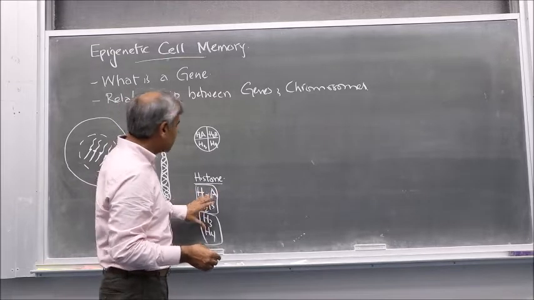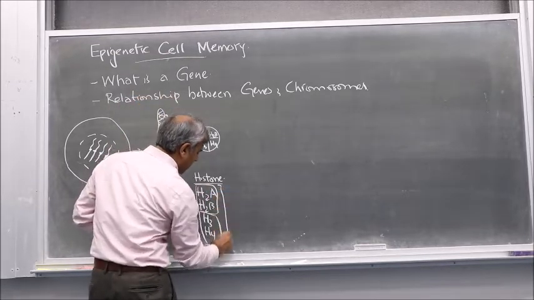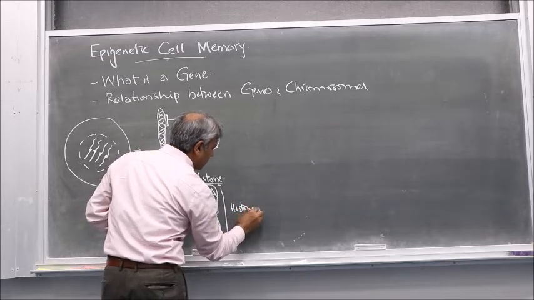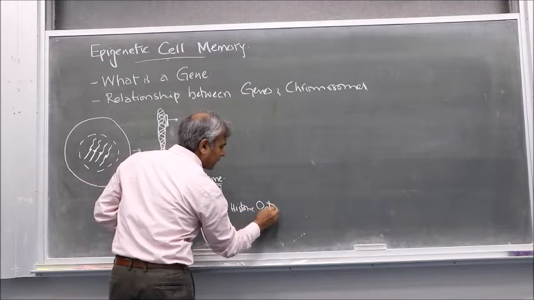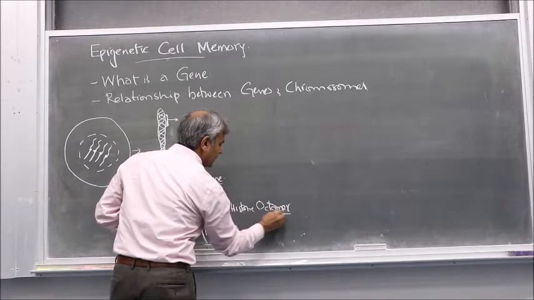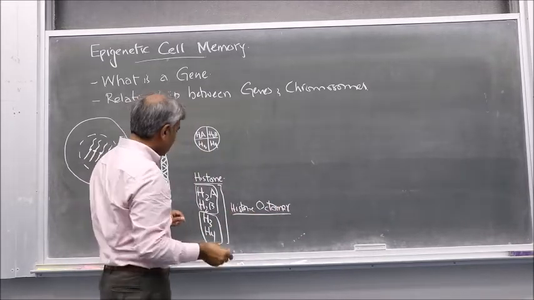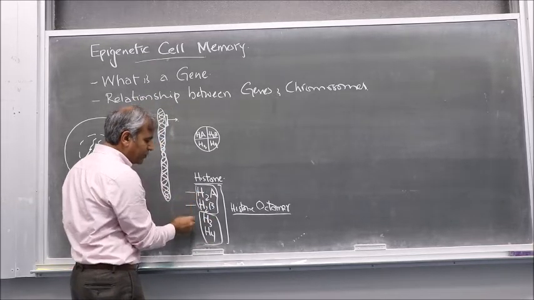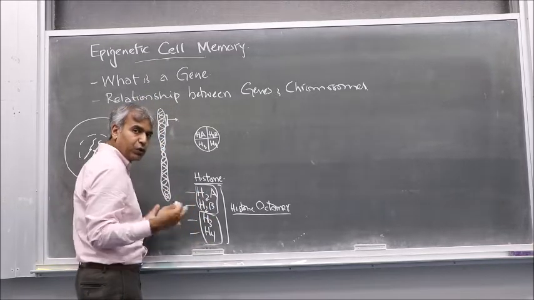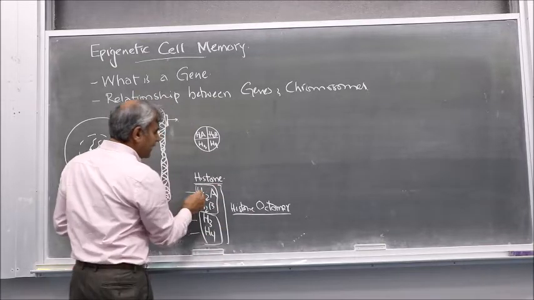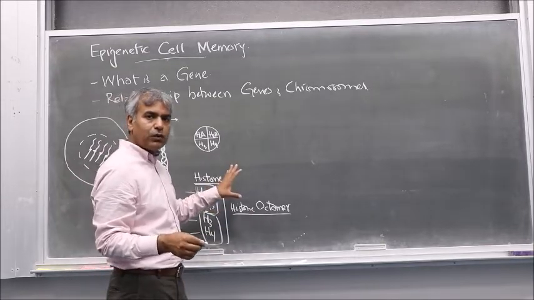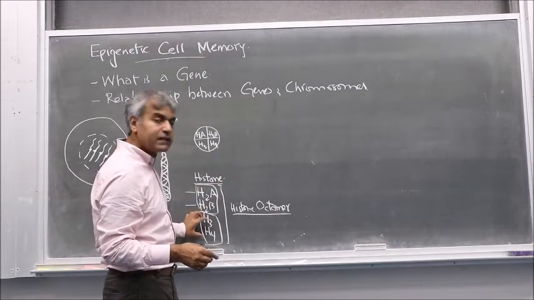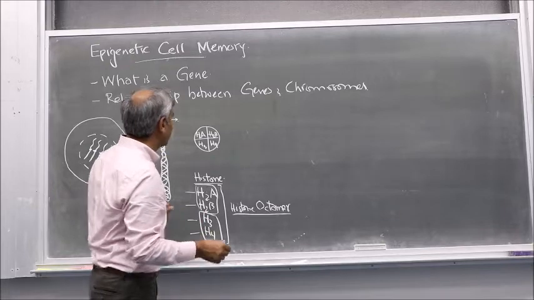Together it makes a histone octamer, 8 molecules. I repeat again, 2 molecules each of H2A, H2B, H3, and H4. It makes 8. There are 2 heterodimers of H2A, H2B, and then there is a tetramer of H3, H4.